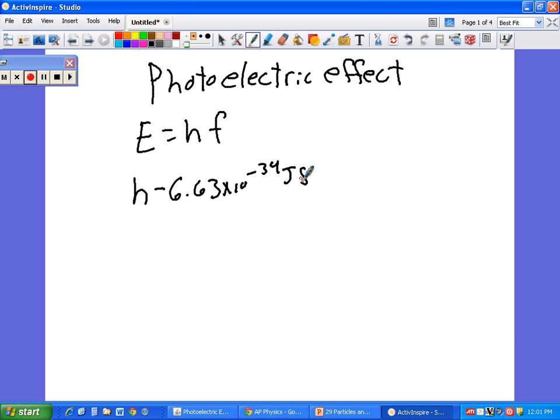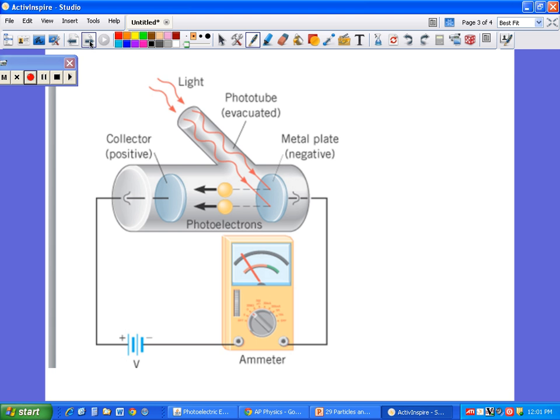So here is a look at what the photoelectric effect kind of looks like. You have light coming into a tube. In this case, it's an evacuated phototube. Evacuated means that there's no air in there, so there's nothing to stop the photons from coming in. And you've got a metal plate here. This metal plate gets hit, and these photoelectrons get removed from the plate. Photoelectron just means that it was an electron that was emitted from the plate because of a photon.